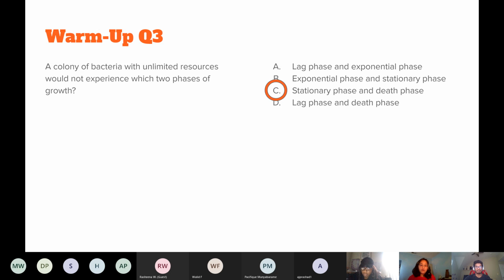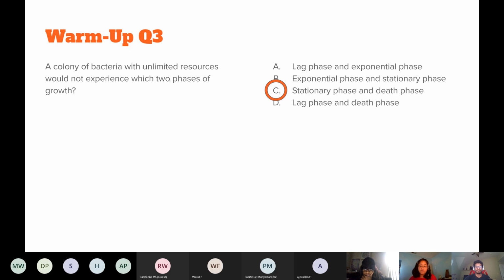And with unlimited resources, ideally, those are the two phases that would actually happen, because as long as there's resources, the bacteria colony will grow and it'll keep growing. The third and fourth phases, stationary phase and death phase, happen when there's a limited amount of resources.